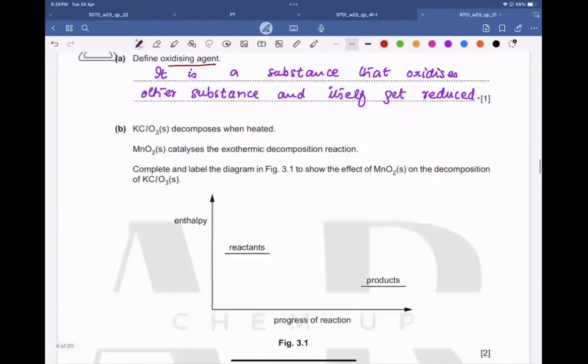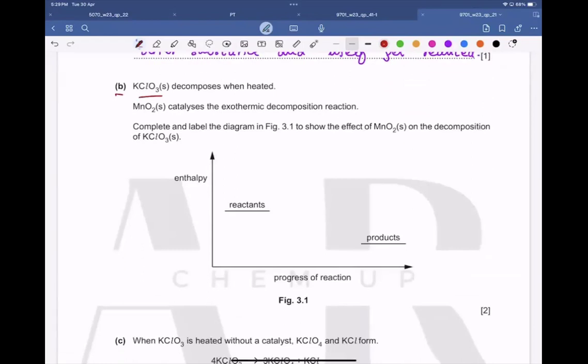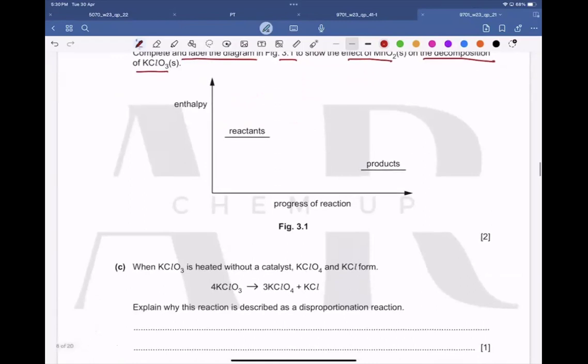Now, B part. Potassium chlorate solid decomposes when heated. Manganese oxide, MnO2, catalyzes the exothermic decomposition reaction. Okay. Complete and label the diagram 3.1 to show the effect of MnO2 on decomposition of KClO3. Okay, we know what catalysts do. Catalysts would lower the activation energy, right?